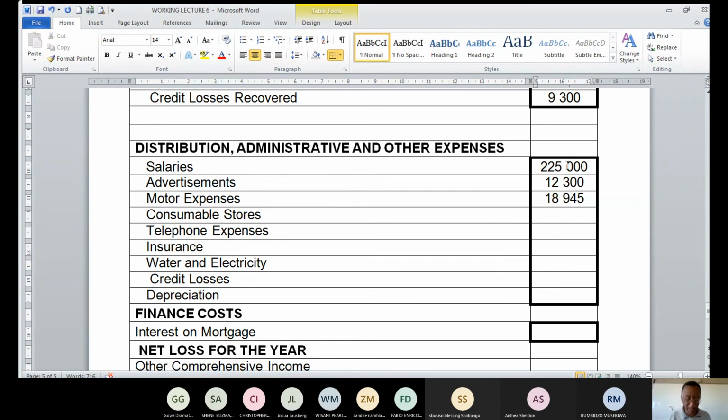My next expense is interest on mortgage, but interest on mortgage is not part of my distribution, administrative, and other expenses. That will be shown under my finance costs.